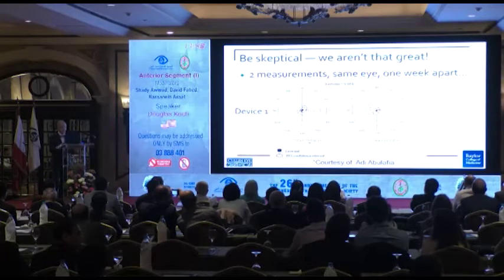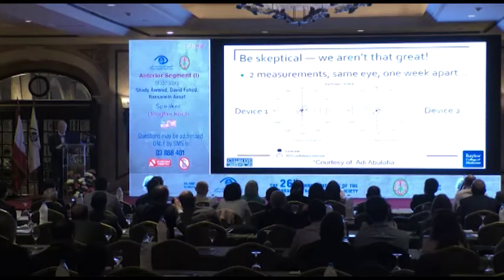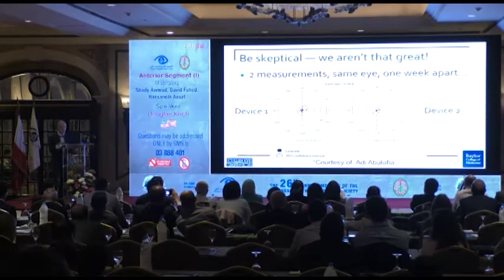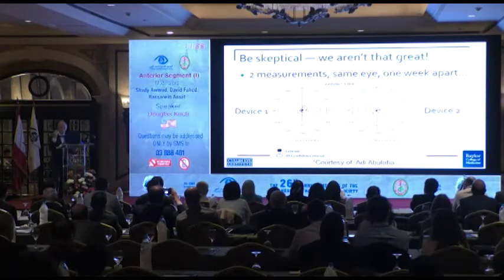But if this is a standard deviation, two standard deviations is 0.3 diopters either way, that's 0.6. And this device, there's a lot more scatter. This happens to be the IOL Master 500. This happens to be the LensStar. So our devices, the newer devices, are getting better, but every one is subject to error.